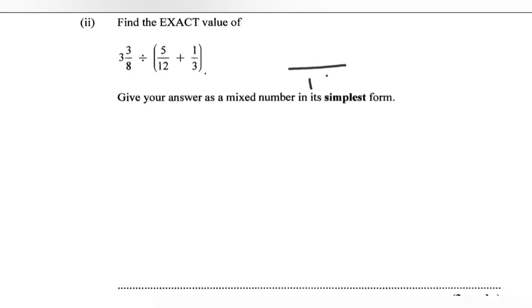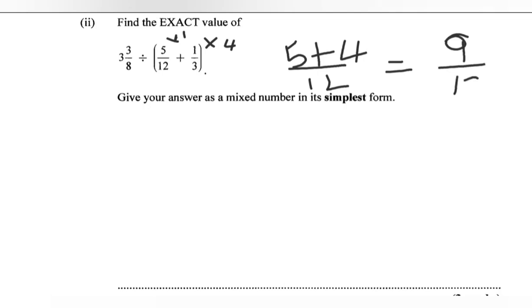It's going to be 12. So 12 into 12 goes 1 time. So we're going to multiply 5 times 1. And that's going to give us a 5 here. Plus, we're keeping the sign. 3 into 12 goes 4. So we're going to multiply 1 times the 4. And that's going to give us 4. So what's in the bracket is going to work out to become 9 over 12.